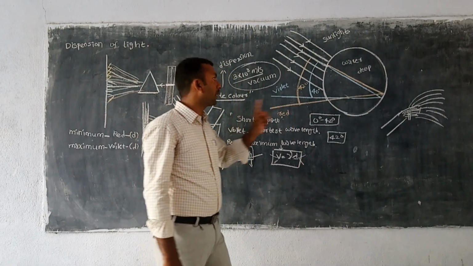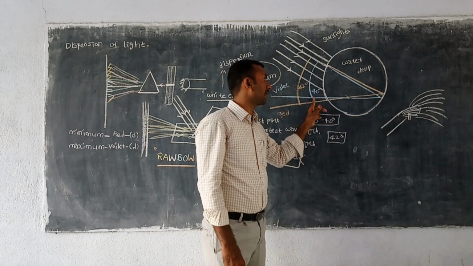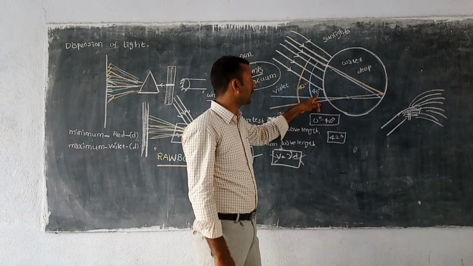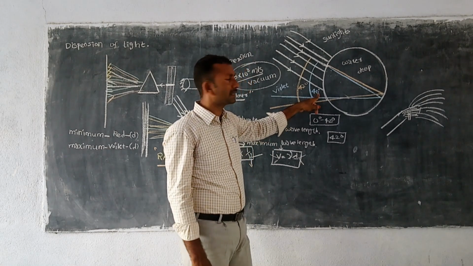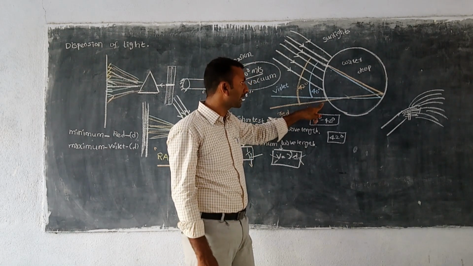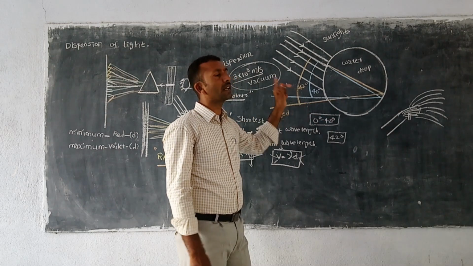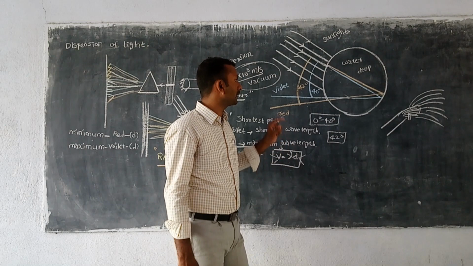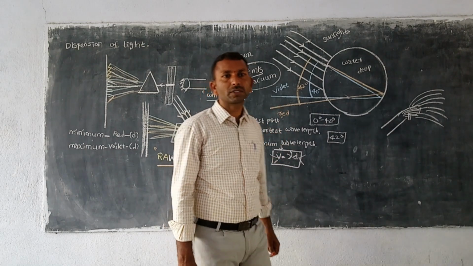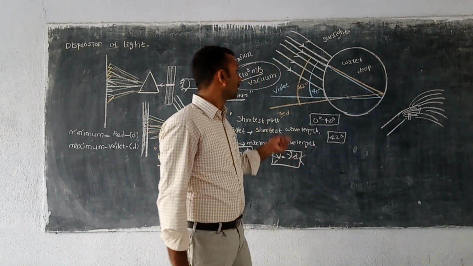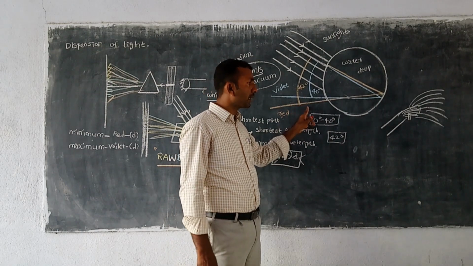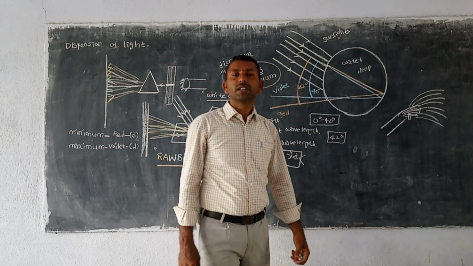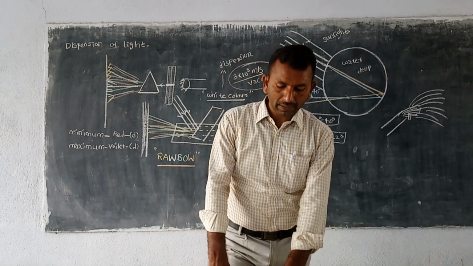So here, if one person is seeing the violet color, at the same time he is not able to see the red color. If a person is seeing violet at the 40-degree angle, the red color is going downwards of the person's eye, and that's why he is not able to see the red color. So if he is able to see these different colors, he is able to see the rainbow, that means the VIBGYOR colors.